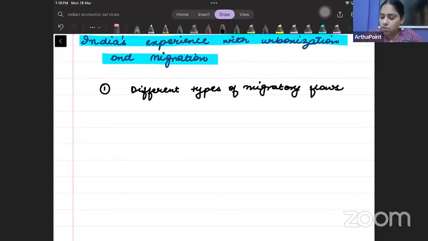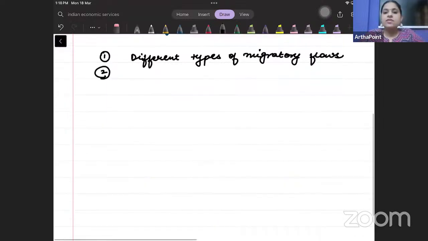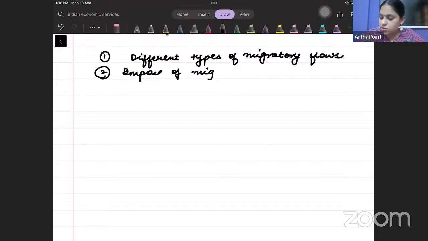Then we will talk about another very important thing, which is the impact of migration on economies. How does migration affect economies? कैसे migration economies को affect करता है? That is also we will go ahead and try to understand.